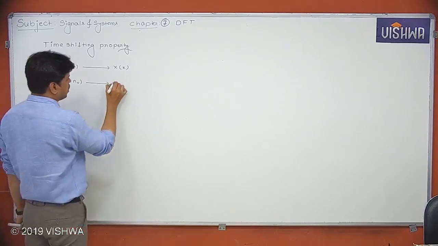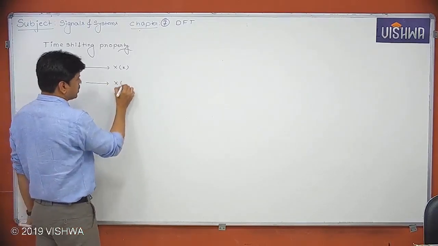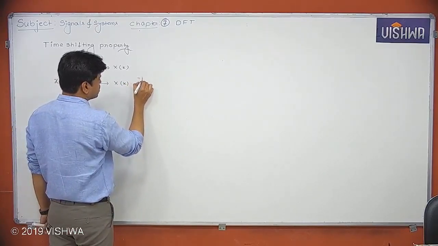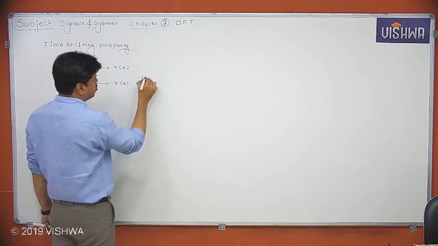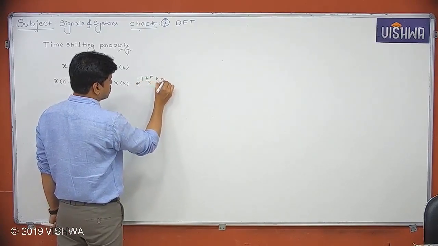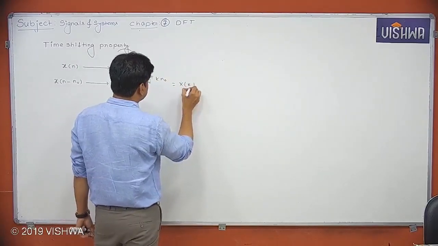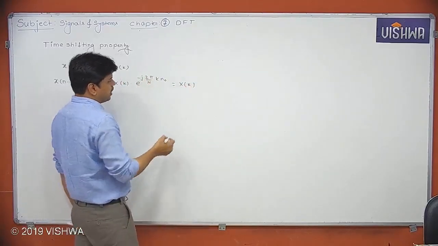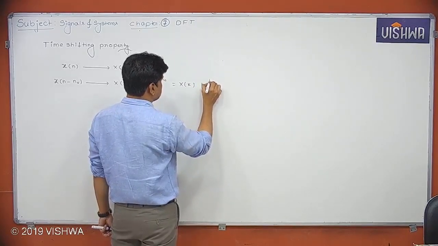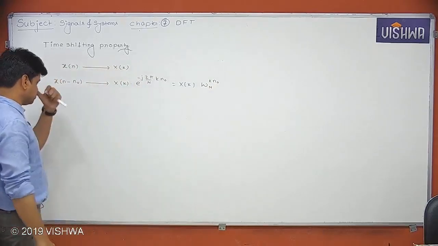I told you shifting in one domain leads to exponential multiplication. So x of k, here the exponential is e power minus j 2 pi by n k n naught. This can also be written as x of k times W n power k n naught. That is the way we can write it.